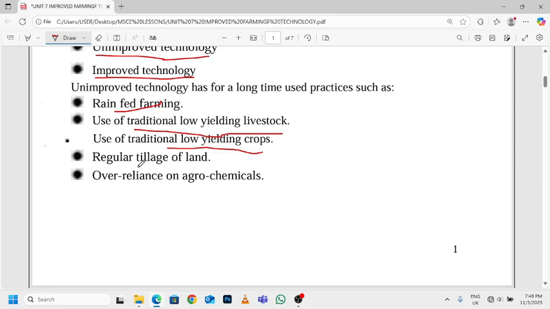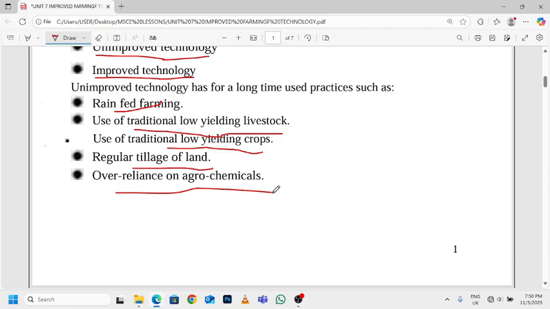Another unimproved technology is the regular tillage of land. Those of us who are following this platform, you see that in the first topics we talked about the soil, management of the soil. Okay, so the regular tillage of land also affects the soil structure. So the practice of regular tilling of the land is one of the examples of an unimproved technology. And also another example is over-reliance on agrochemicals.